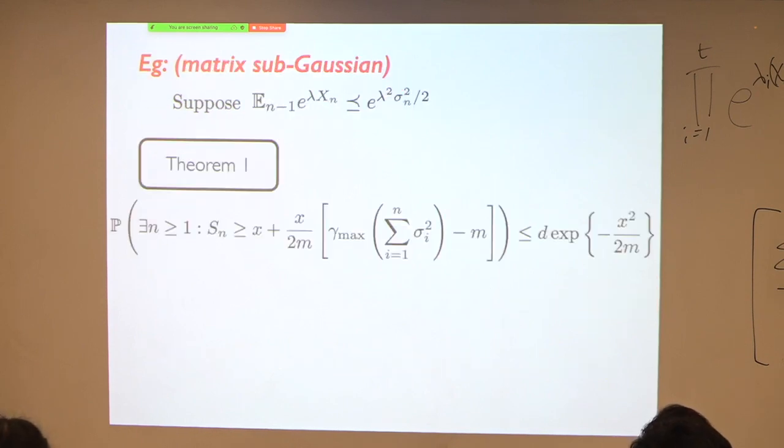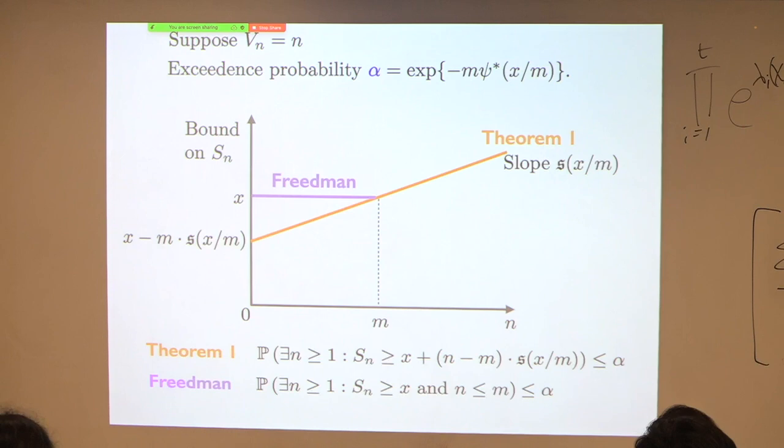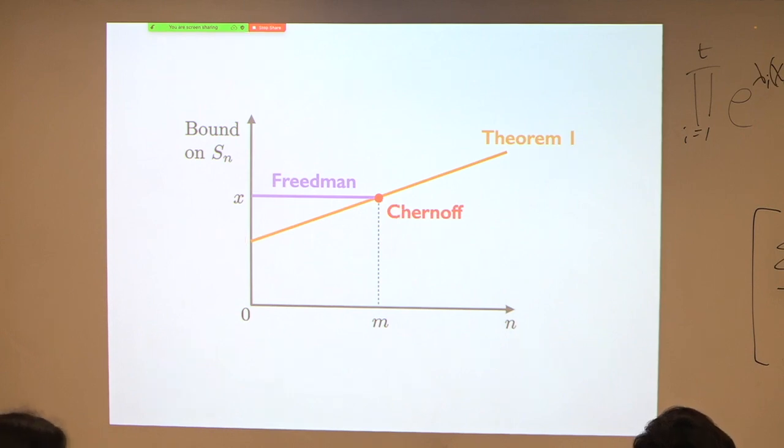You can get matrix sub-Gaussian versions of this, and this is what a matrix sub-Gaussian bound looks like. This strengthens the matrix Hoeffding in Tropp or Wainwright or Ahlswede-Winter and so on. So I think the general story is that behind every Chernoff bound is a time uniform Chernoff bound for free, based on non-negative supermartingales.